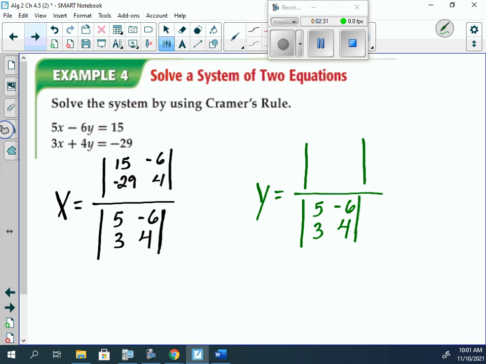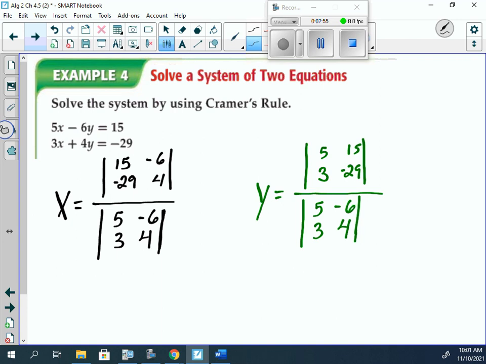Now, when we plugged it in for x on top, we replaced the x values because that's what we're looking for, yes? For this one here, we're going to replace the y values. So we'll have 15 and negative 29. And the x values, 5 and 3, will stay the same. Any questions on this here?